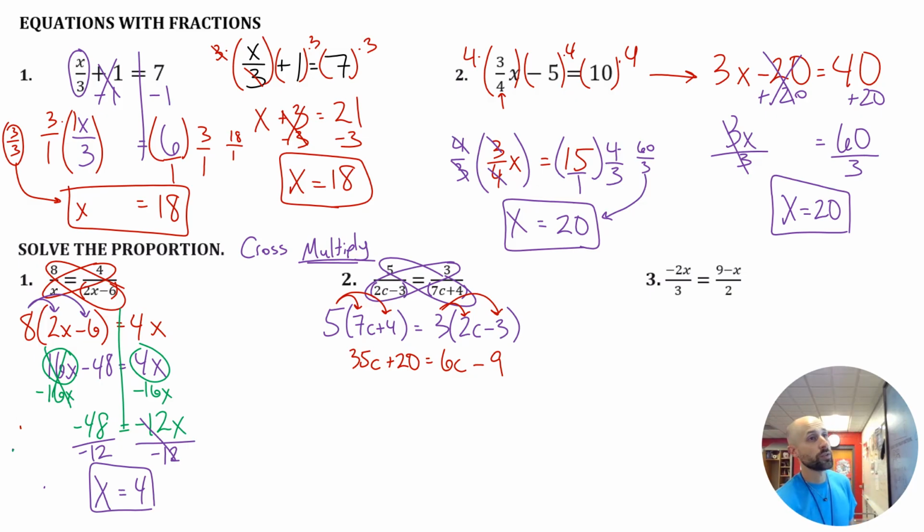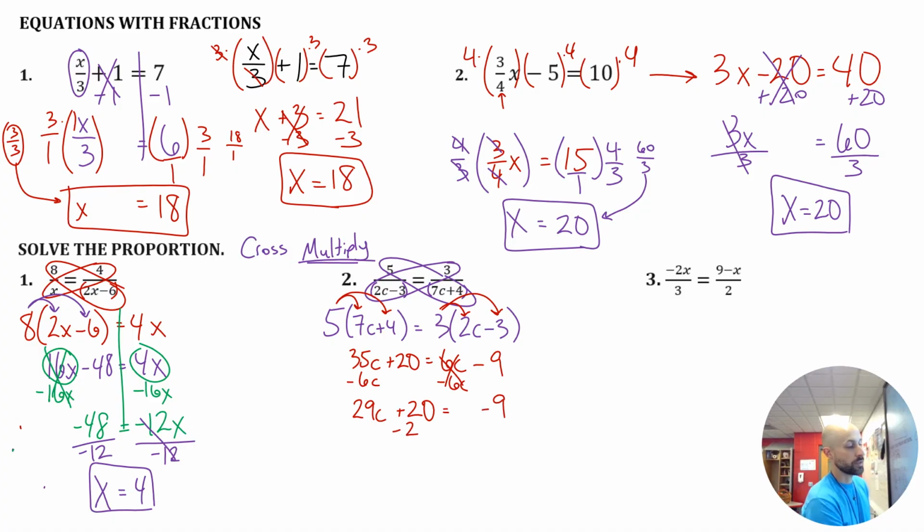And if you are okay with the solving equation questions from above, then this equation is now in the same spot. So we have variables on both sides. I'm going to subtract 6c on both sides. Gives me 29c plus 20 equals negative 9.